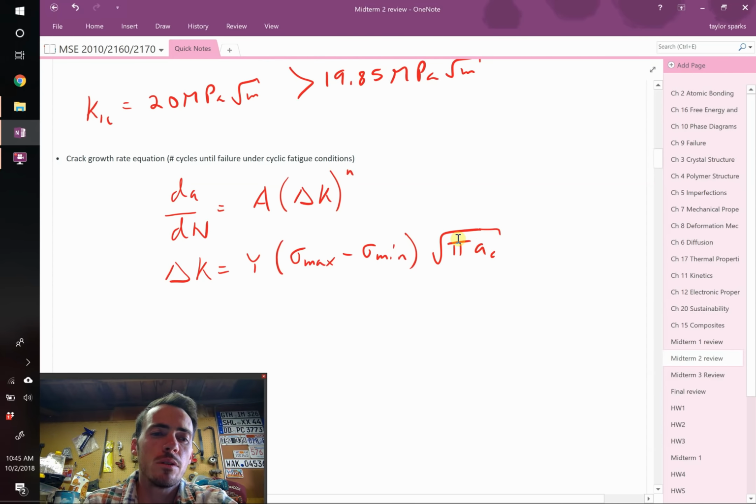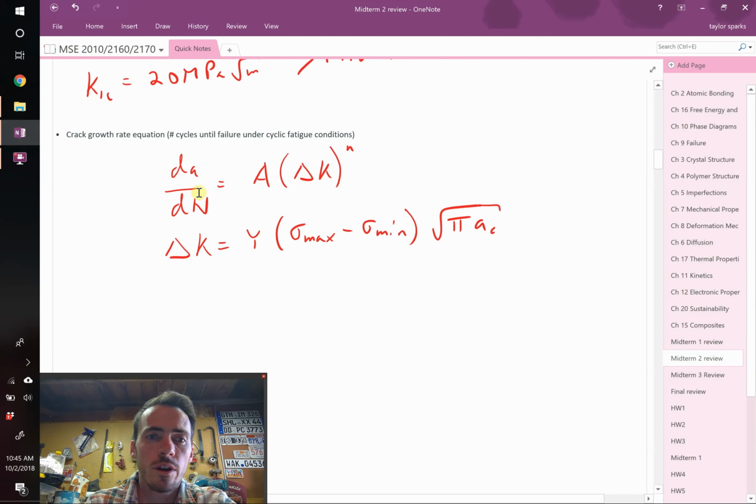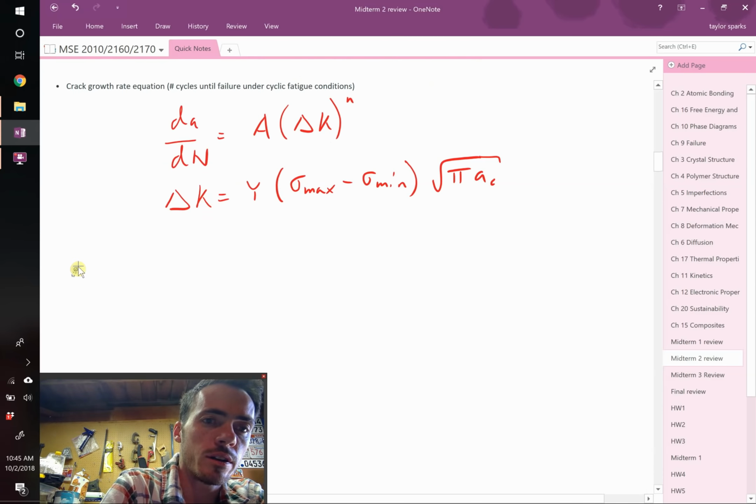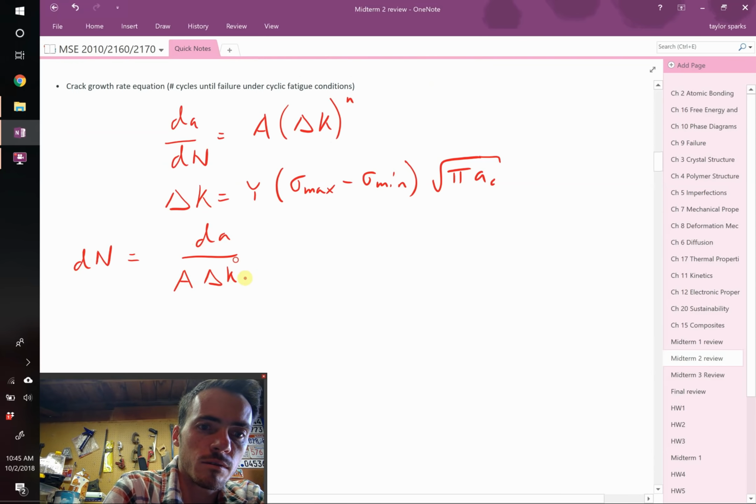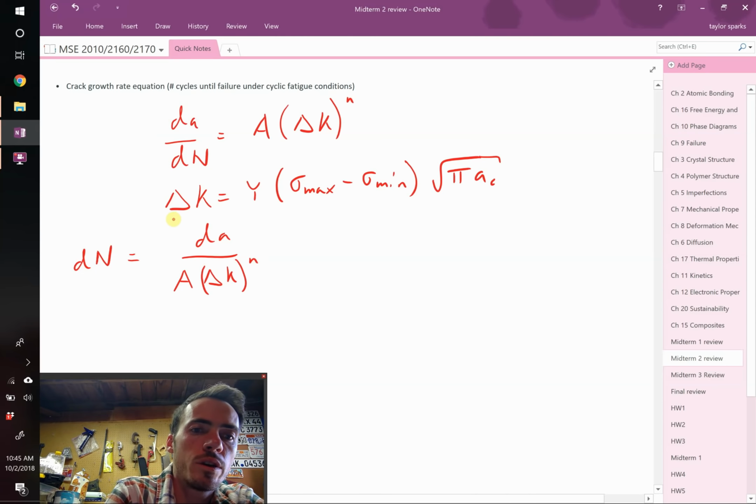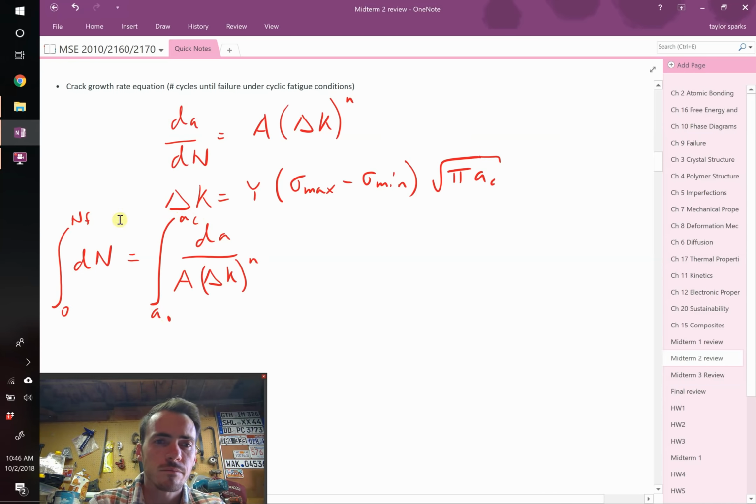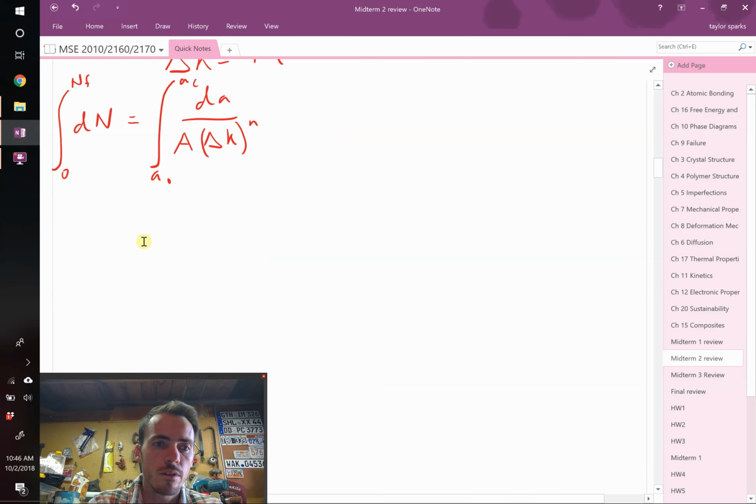Okay, so this alone is not very helpful, but we can separate the variables, which are dA and dN, and then we can integrate over both of those. We can solve for the number of cycles till failure, right? So if we've got dN by itself over here, and we've got dA over A delta K raised to the n over here, we can integrate from our initial flaw size, A0, up to our critical flaw size. We can integrate from 0 cycles up to the cycles at which it fails, N sub f. And what we will find is that we end up with the following expression.